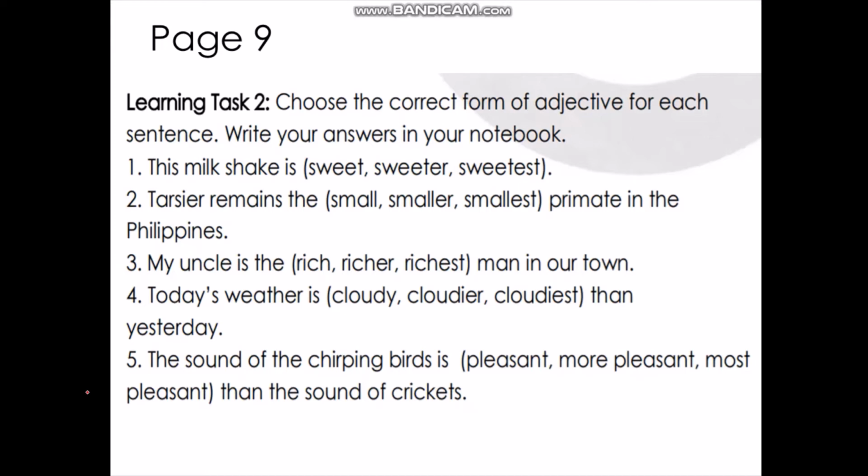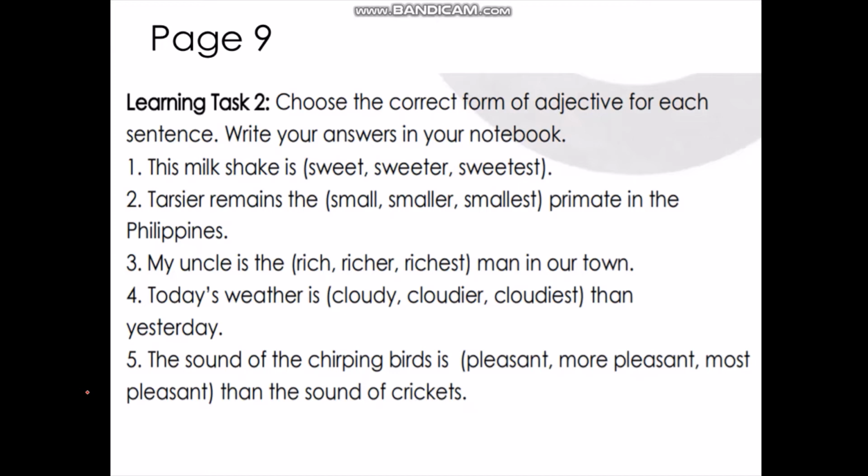Number 5, the sound of the chirping birds is pleasant, more pleasant, most pleasant than the sound of crickets. So if you're not yet done, click the pause button. If you're done, click the play button.